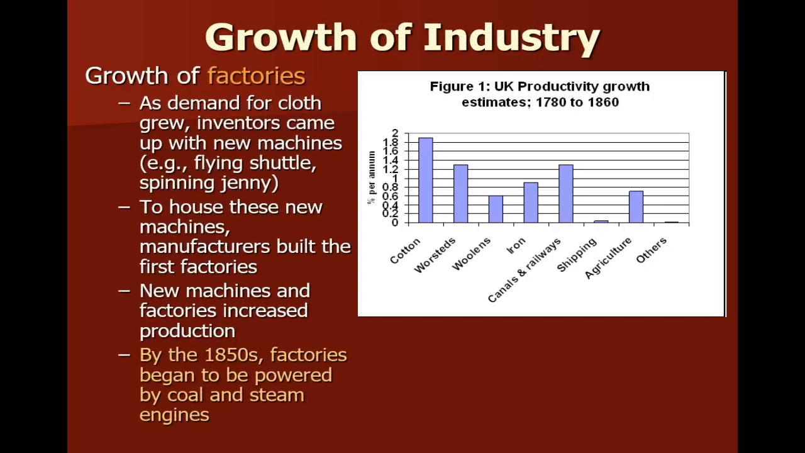So growth of factories, this is going to be really important too. So as demand for cloth grows, inventors come up with new machines. Examples here are going to be the flying shuttle and the spinning jenny that we just talked about. To house these new machines, manufacturers built the first factories. So rather than stay in their cottages, they decided to build brick and mortar buildings to house these machines and send people to work in those areas. So new machines and factories increased production. By the 1850s, factories began to be powered by coal and steam engine. Remember we talked about the steam engine earlier, so that's another tie-in here.